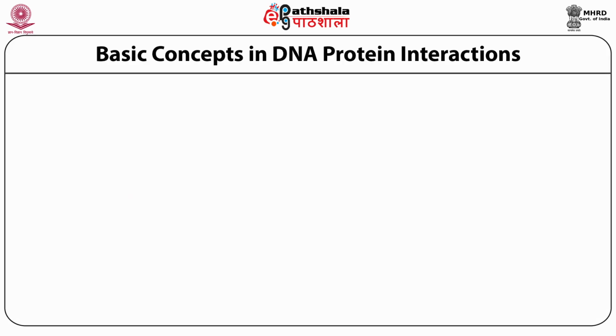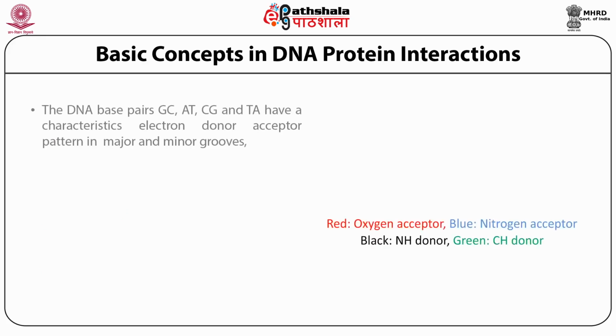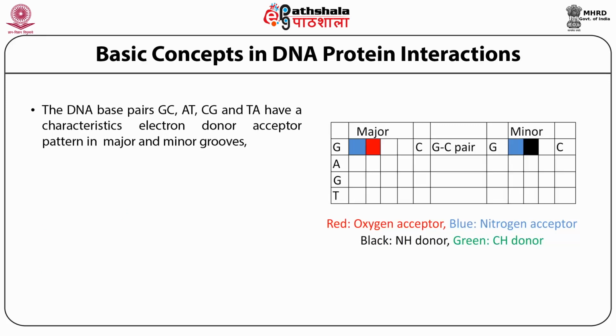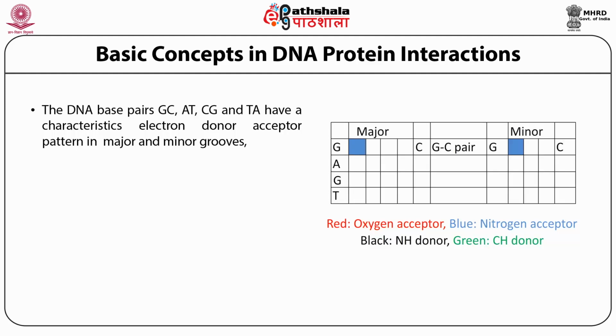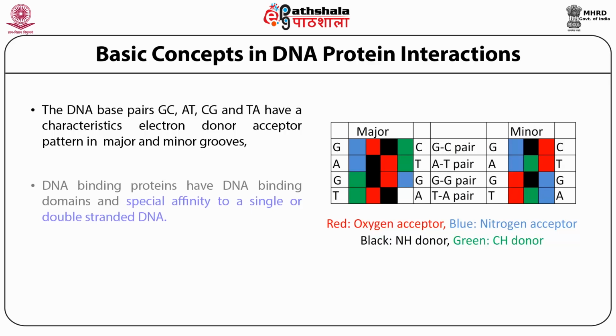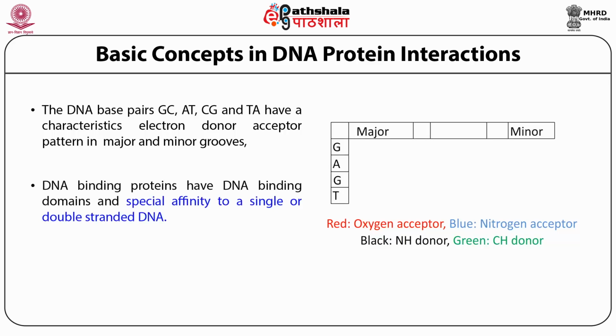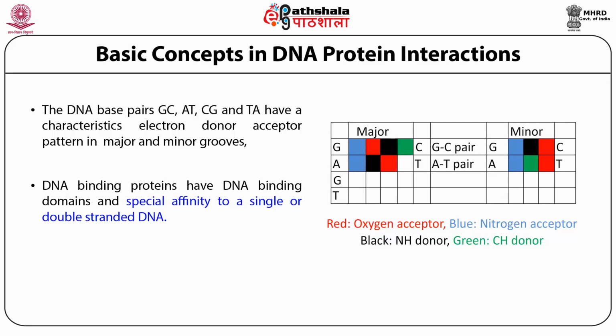Basic concepts in DNA-protein interaction. DNA base pairs GC, AT, CG and TA have characteristic electron donor acceptor patterns in the major and minor grooves. We've seen it earlier. The DNA binding proteins have DNA binding domains and special affinity to single or double-stranded DNA.